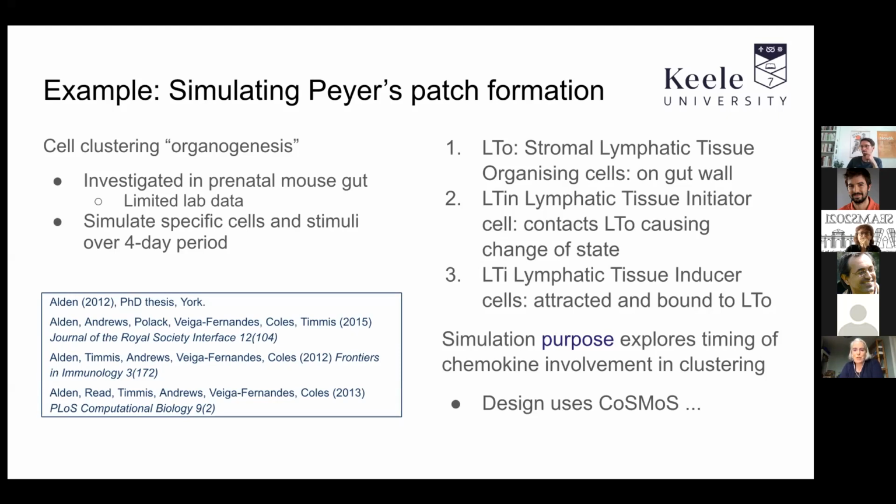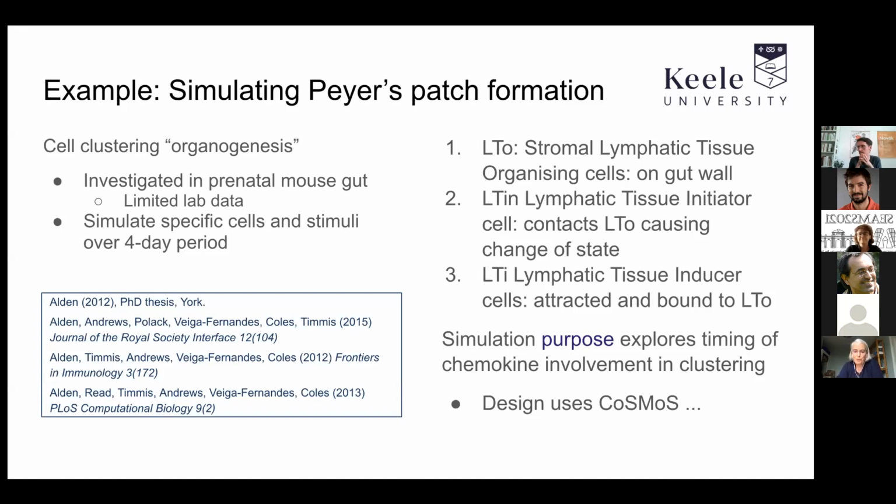There are 3 sorts of cells, 1, 2, and 3 on the slide here. LTo cells are fixed to the gut wall, they're static. I'm sorry these all have such similar names. It took me ages to get my head around which was which. Then we have these things called lymphoid tissue inducers, LTins, and they have a limited role. They simply make contact with the LTo cells and cause a change of state. They cause the LTo cells to differentiate, such that they have the ability to attract and bind other cells.